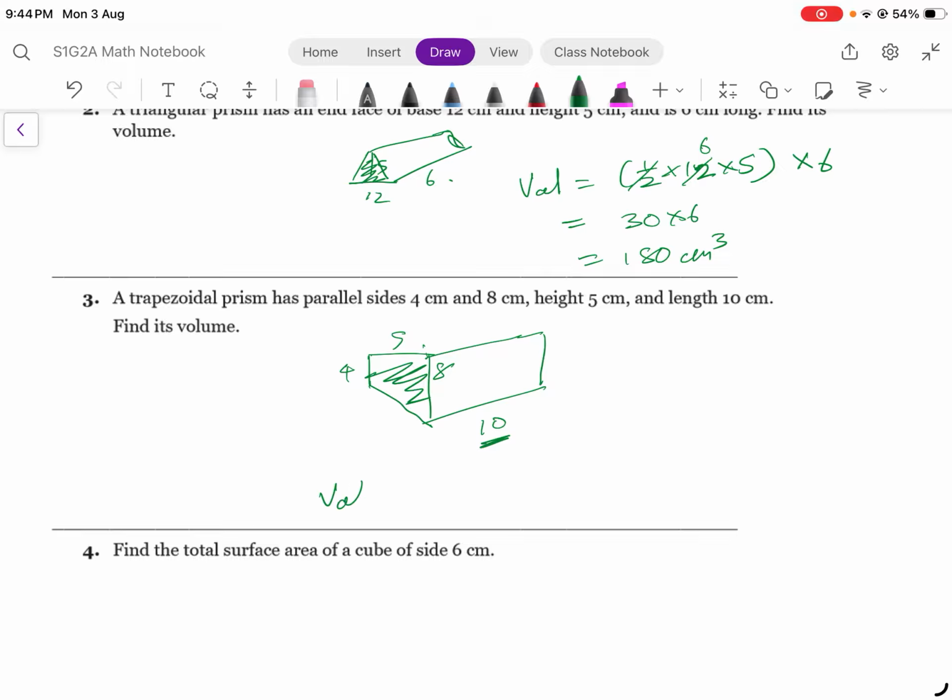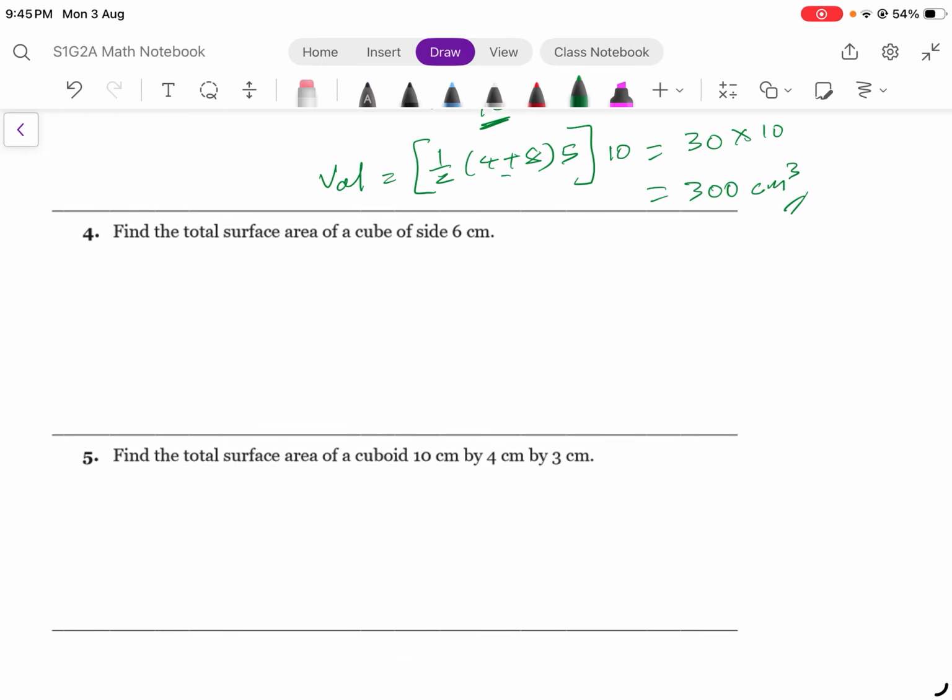So the volume will be half times 4 plus 8, so parallel length, times 5, and this whole thing multiplied by 10. So this will be 12. So half times 12 is 6. 6 times 5 is 30 times 10, 300 cm cube. Okay, find total surface area.